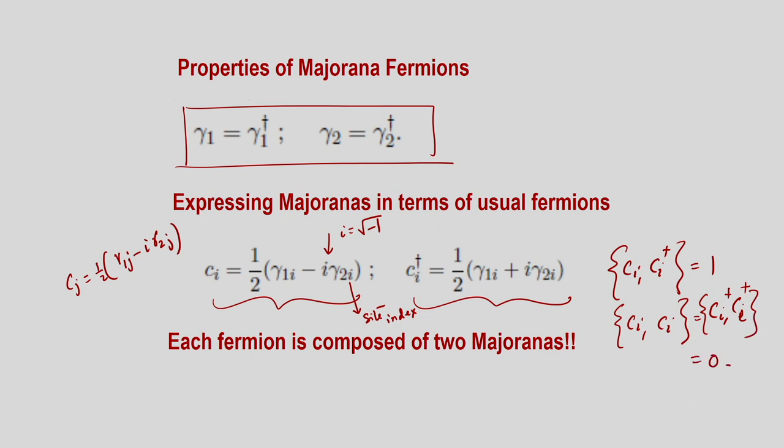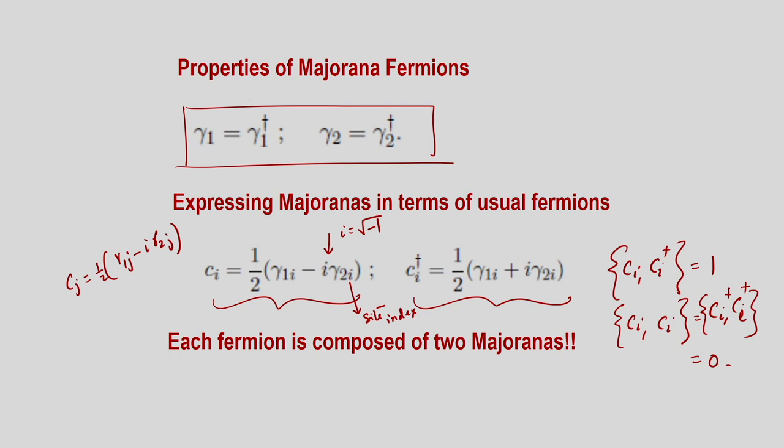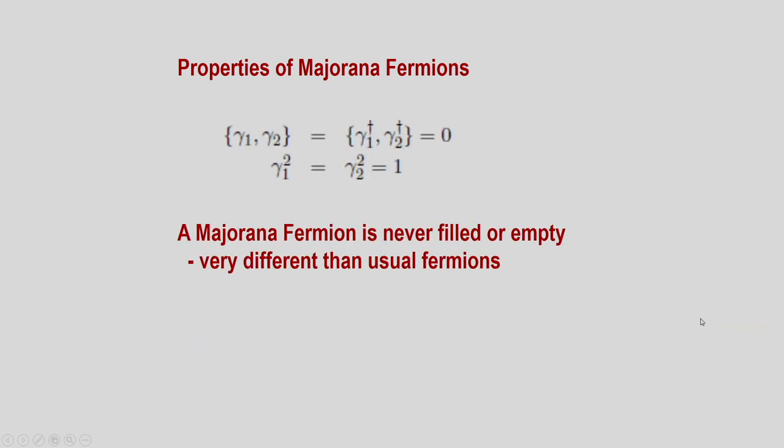If you put all these gamma 1s and gamma 2s there, you get the gamma 1, gamma 2 anti-commutation relation equal to 0. Same with gamma 1 dagger, gamma 2 dagger. Just like the c_i and c_i dagger anti-commutators give rise to 0. On top of that, gamma 1 squared is equal to gamma 2 squared is equal to 1. It's very strange, because a particle is its own conjugate. So instead of saying they are filled or empty, which is the complete set of basis states we use for usual fermions, occupied or not occupied, you can never make that comment for the Majorana fermion. It's never filled or never empty. So they are really distinct from usual fermions.